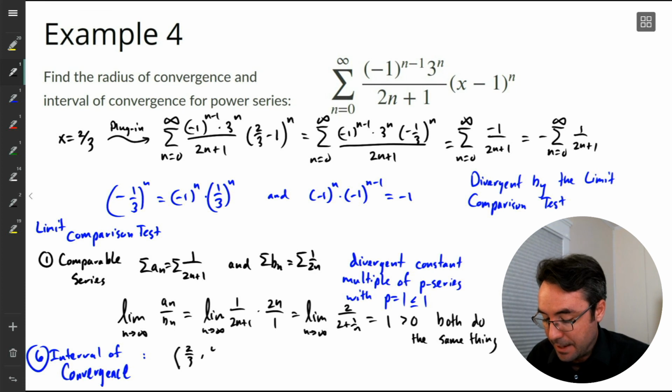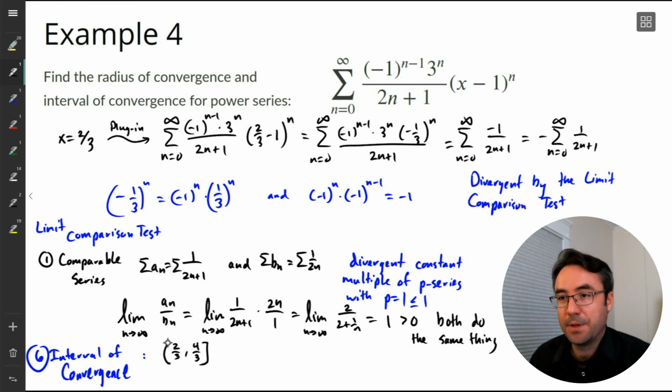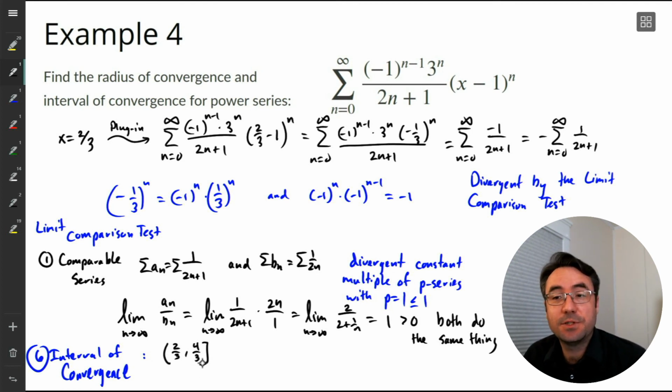But at 4/3, everything worked out nicely. We did get a convergent series. So we're going to use the closed bracket here to indicate we want to include that endpoint. All right, so that's a good breaking point here.